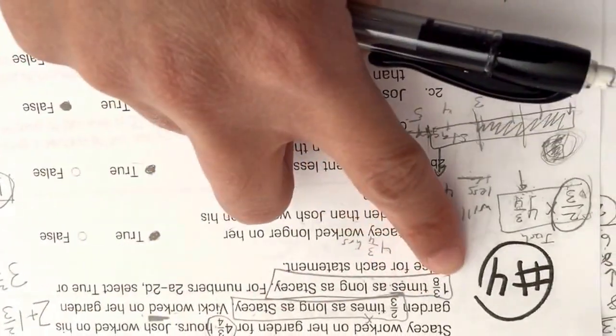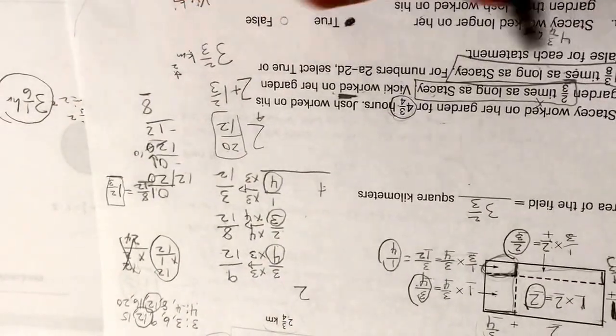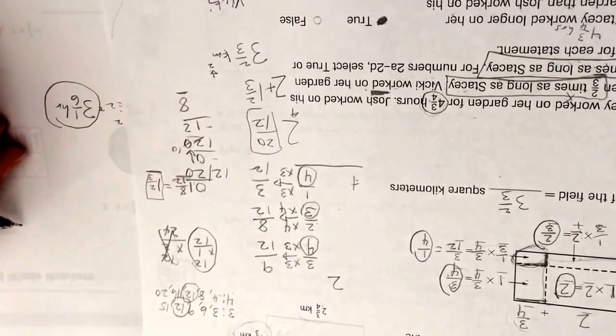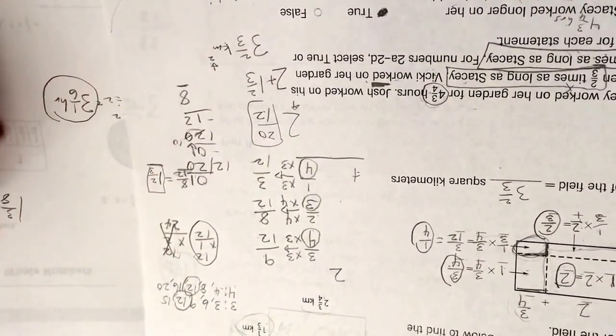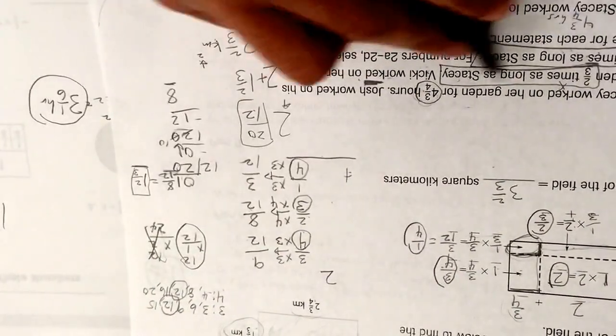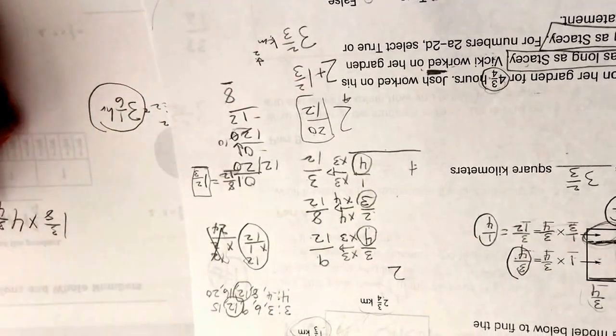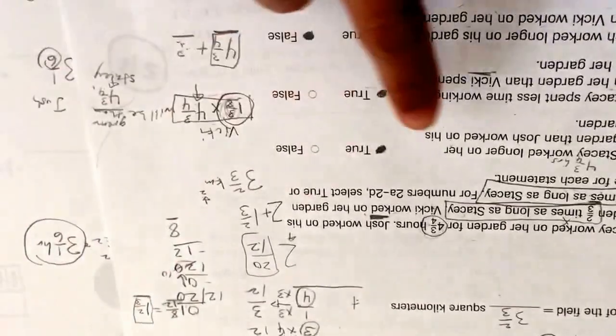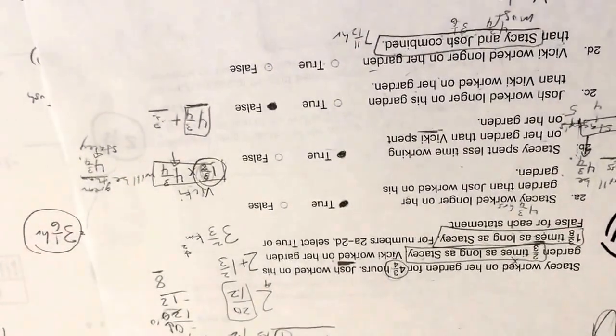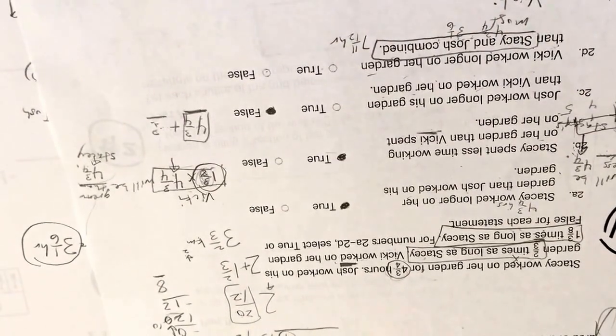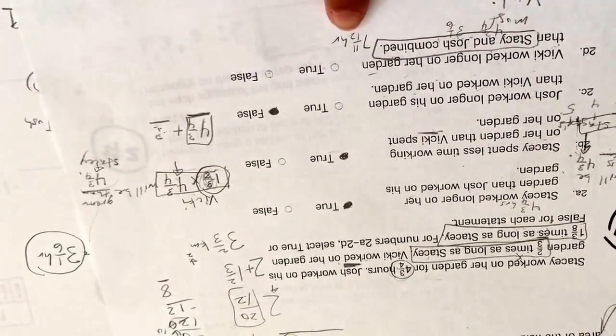Vicky worked on her garden 1 3/8 times as long as Stacy. So here's Vicky. Vicky worked on her garden 1 3/8 times as long as Stacy. Stacy worked for 4 3/4 hours. Keep in mind, if this answer is greater than 7 11/12, the answer is going to be true. So let's see.